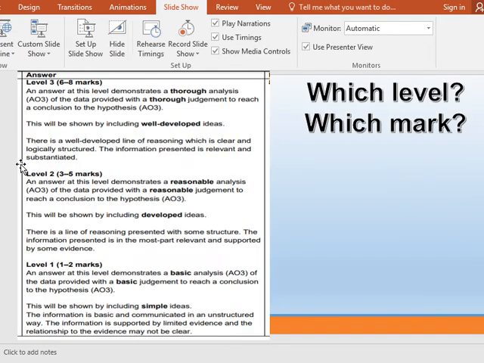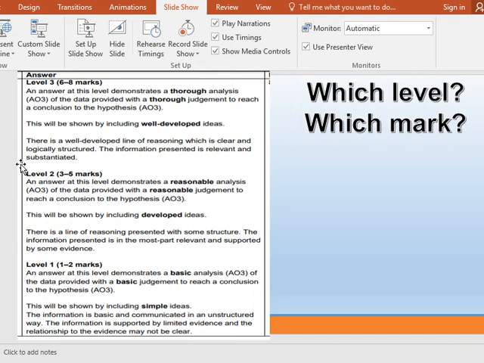So if we have a look here at the criteria for level 1, 2 and 3, level 3 is what we want to achieve. We want thorough analysis of the data provided with a thorough judgment to reach a conclusion to the hypothesis, and that is AO3 skills. So we are being expected to assess the data we are using and referencing. It's kind of like you're using AO1 skills, but that data, you're not learning it, you know it because it's in front of you in your resource booklet. So it is an AO3 skill.